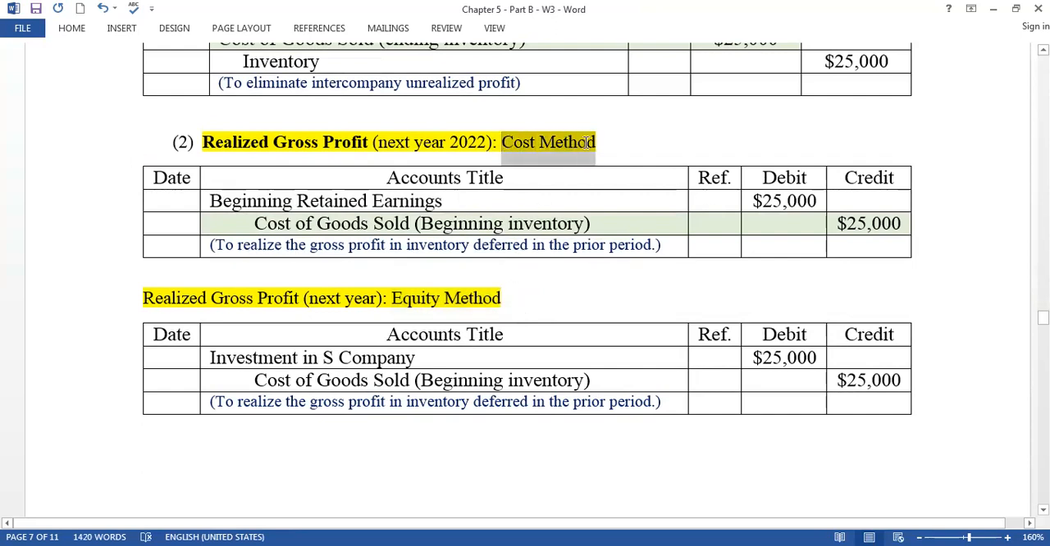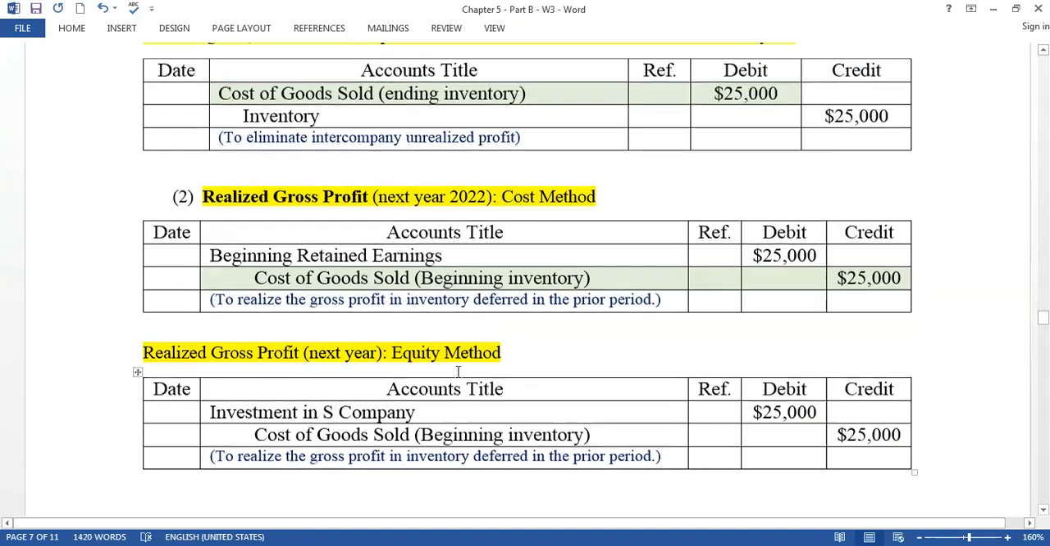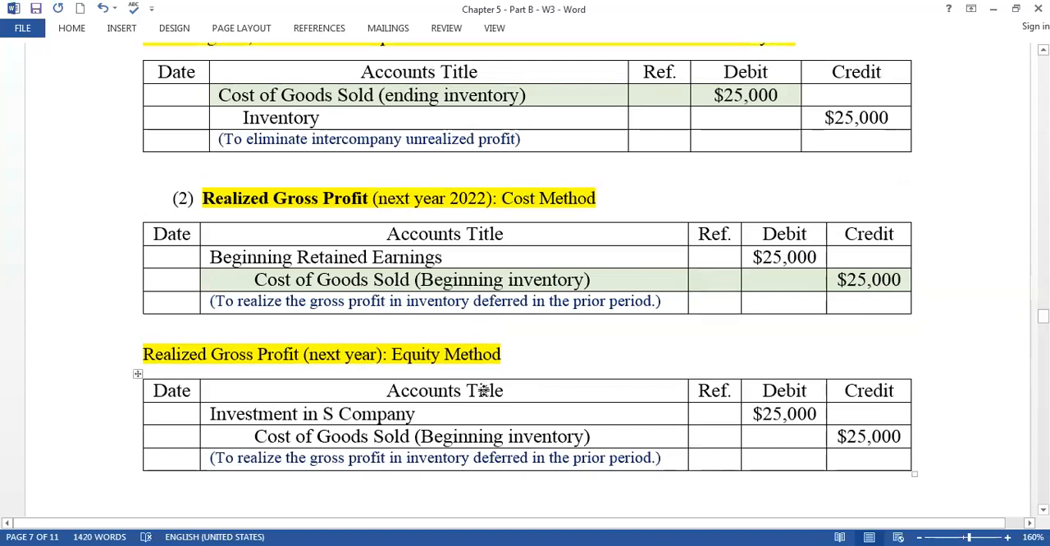So we don't have, this is downstream sales anyway. So if it is cost method, we record beginning retained earnings debit. If it is equity method, we record investment debit. This is the difference of the cost method and equity method.